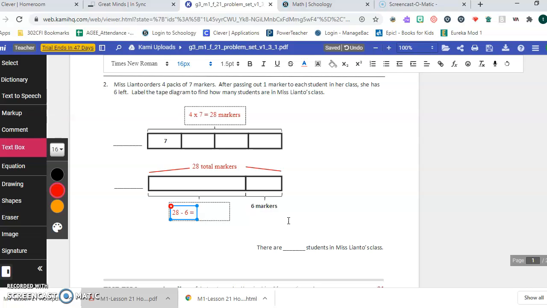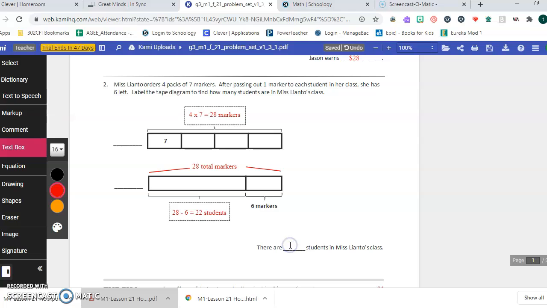So I'll do a count back. I'll hold up 6 fingers and just count back from 28. So when I take the first one away, it's 27, and then I've got 5 more to take away. 26, 25, 24, 23, 22. Okay, so there are 22 total students. And I got to make sure I'm answering these things here. So there are 22 students.